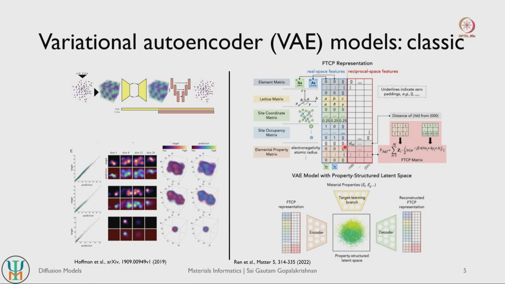In this example, structures along with their lattice matrix, site occupancy matrix, and even elemental properties were all put into the encoder, and then you have this property-structure high dimensional space where all properties are mapped to high dimensional structural representations, and then a decoder to recover your original representation. Variational autoencoders have been known for quite some time now, and they were one of the first models used for a generative purpose, for generating newer structures.